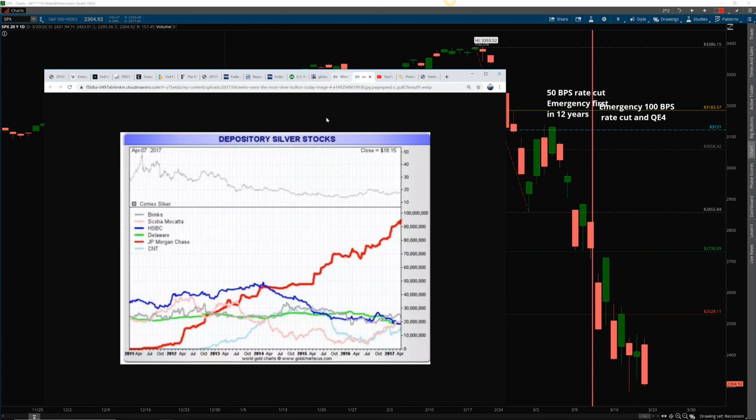And I want to show you guys something that I think is interesting. This is a chart of silver depositories and who owns them. This chart goes back to 2010. The red line is the one I'm going to pay attention to most. That's JP Morgan Chase, one of the largest banks in the United States. In 2010, JP Morgan owned no silver. No silver. You can see they have massively been accumulating physical and hard silver ever since 2010.